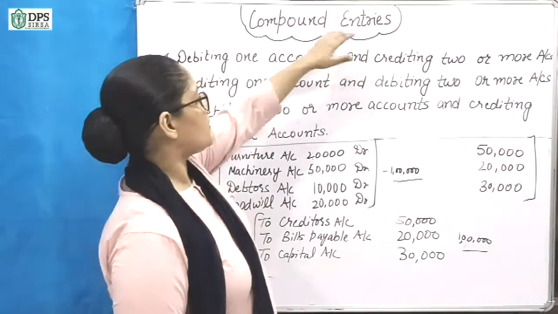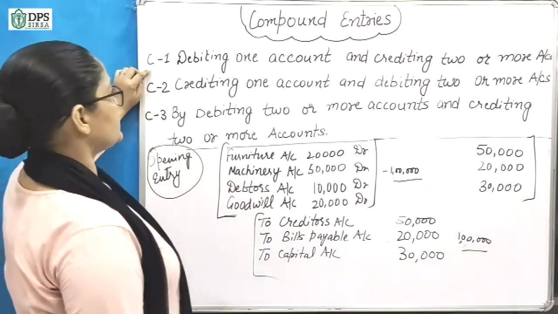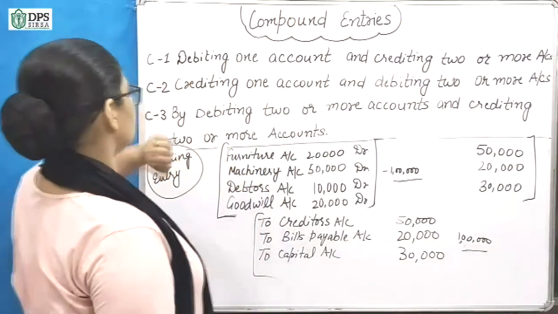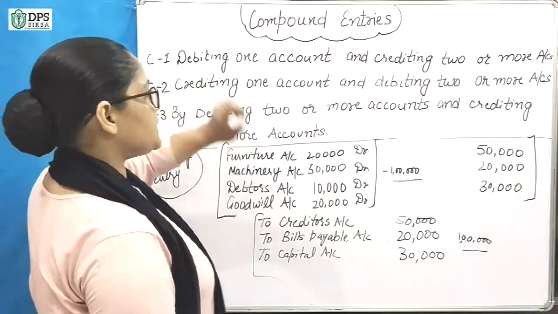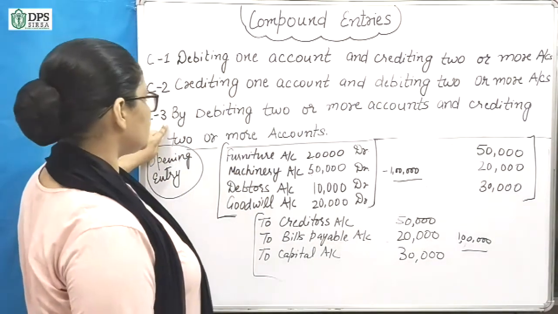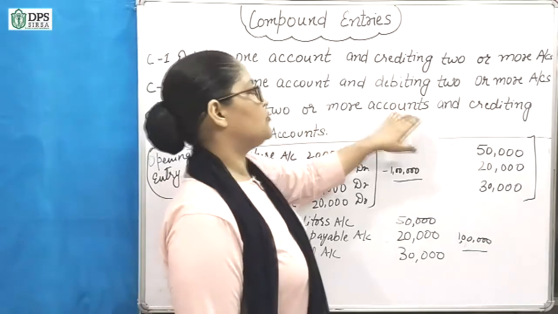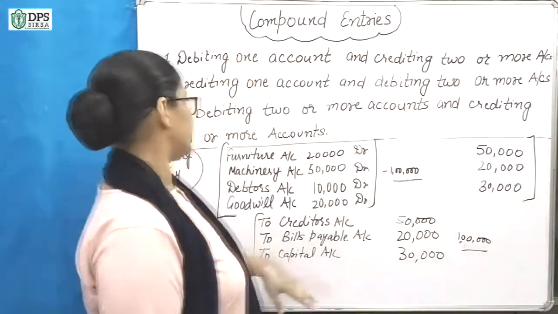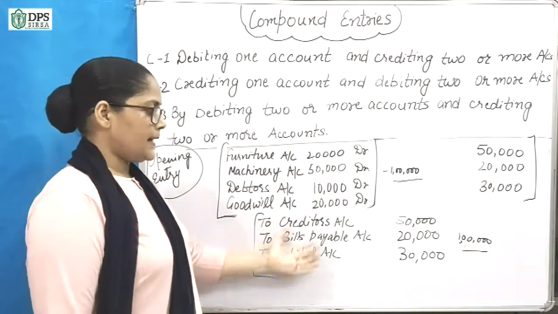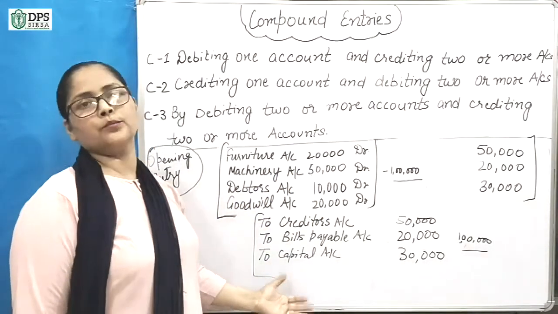Compound entries are of three types. First one is debiting one account and crediting two or more accounts. Second is crediting one account and debiting two or more accounts. And third is debiting two or more accounts and crediting two or more accounts. When we are debiting two or more and crediting also two or more accounts.